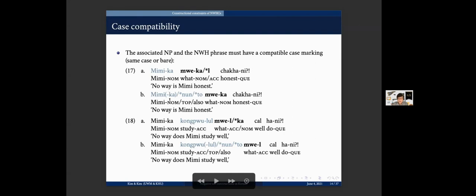And also in this case, this nominative case can be dropped. So it means its associate NP can be a bare NP. And also in 18A, here the NWH phrase 뭘 has the accusative case. So its associate NP has the accusative case, so this NWH phrase also must have the accusative case, not the nominative case. And also here, the NWH phrase has the accusative case, so its associate NP must have the accusative case. And also, this case can be dropped here, just saying 공부.